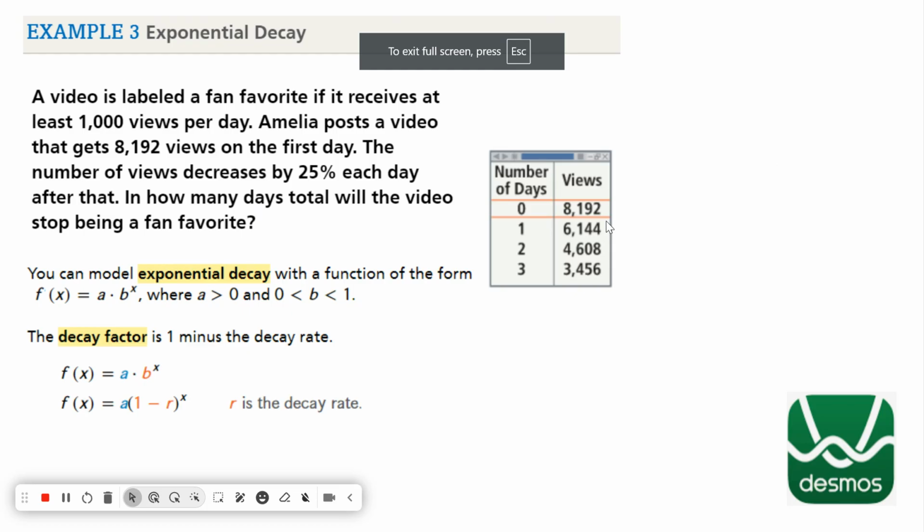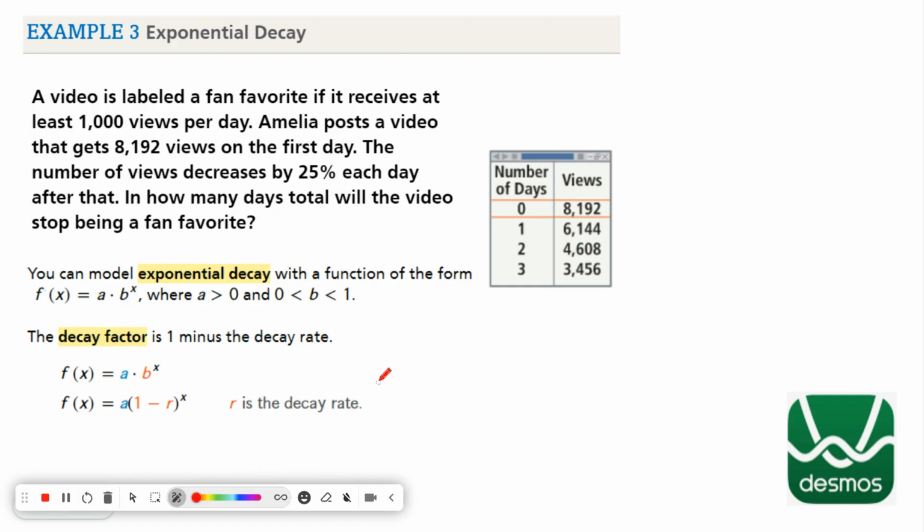All right, next one. It says a video is labeled a fan favorite if it receives at least 1,000 views per day. Amelia posts a video that gets 8,192 views on the first day. The number of views decreases by 25% each day after that. In how many days total will the video stop being a fan favorite? So let's talk about a couple things.